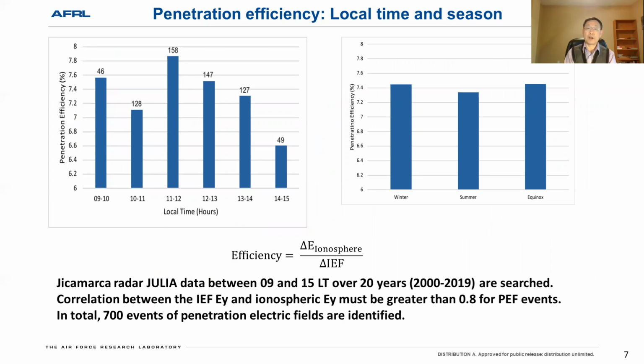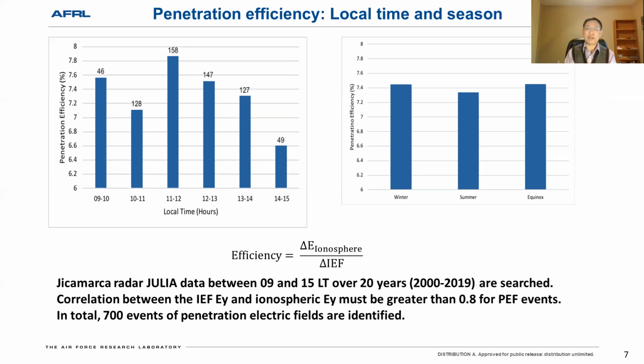We searched incoherent scatter radar data over the last 20 years for penetrating electric fields. The criterion in our search is that the correlation between the interplanetary electric field Y component, the IEF Ey, and the equatorial electric field Y component, the east-west component, must be greater than 0.8. In total, about 700 events of penetration electric fields are identified.